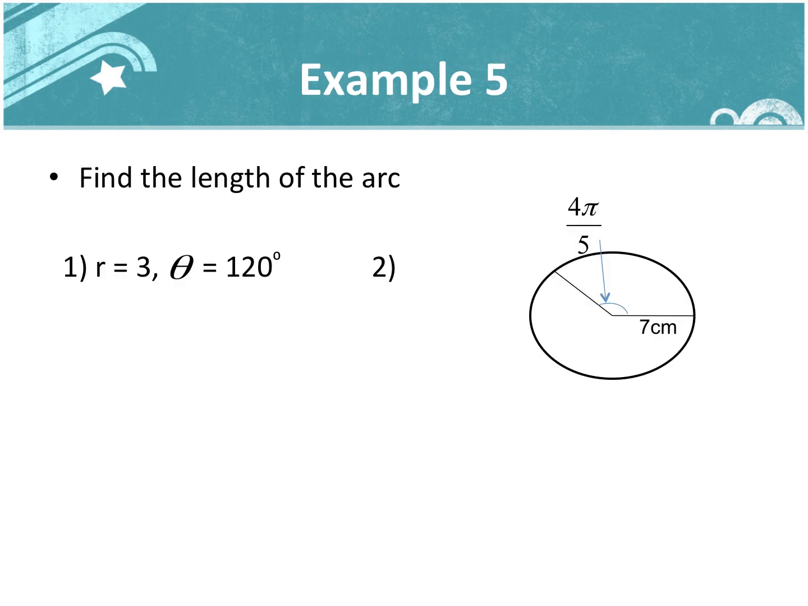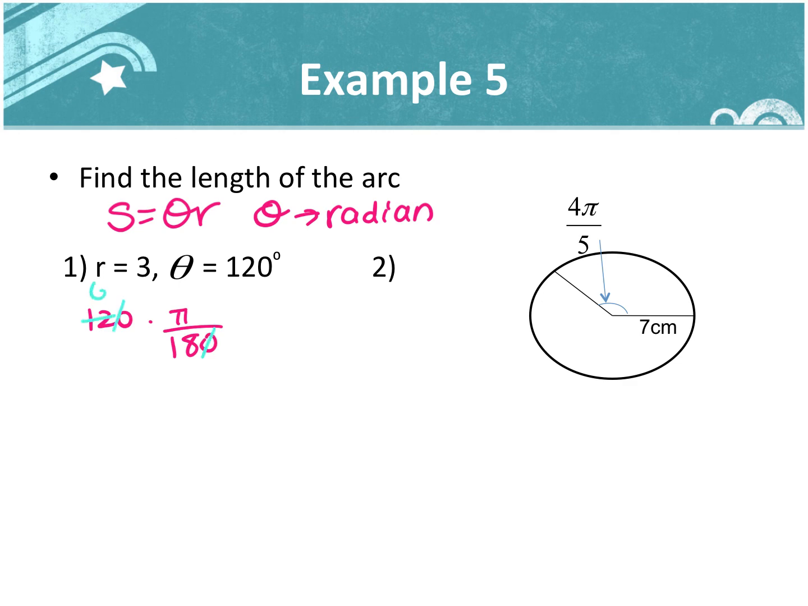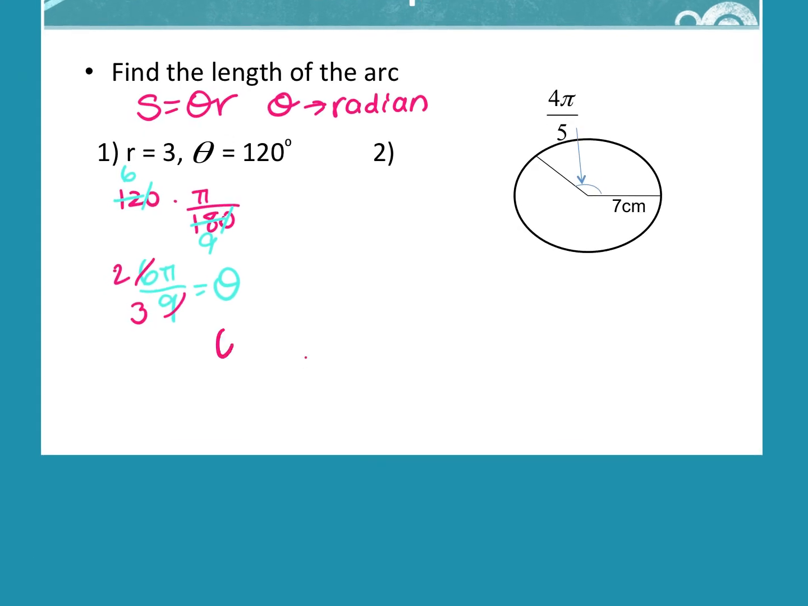So this says find the length of the arc if r is 3 and theta is 120 degrees. I'm going to do S equals theta times the radius, but theta has to be in radians. So is the theta in number 1 in radians? No, there's a degree on it, right? So we convert: 120 times pi over 180. The zeros cancel. I can do 6 and 9. This is 6 pi over 9. That would be theta. This becomes 2/3. So theta is 2 pi over 3.